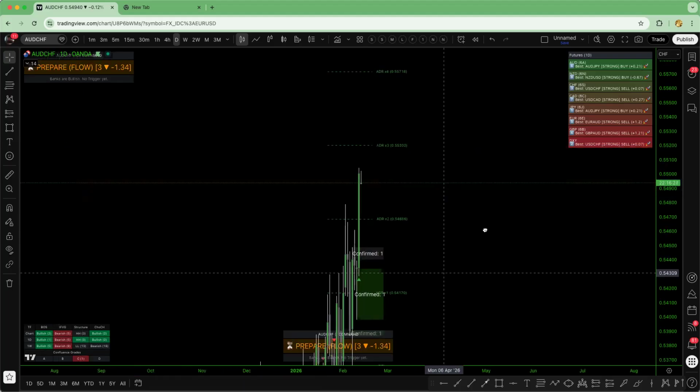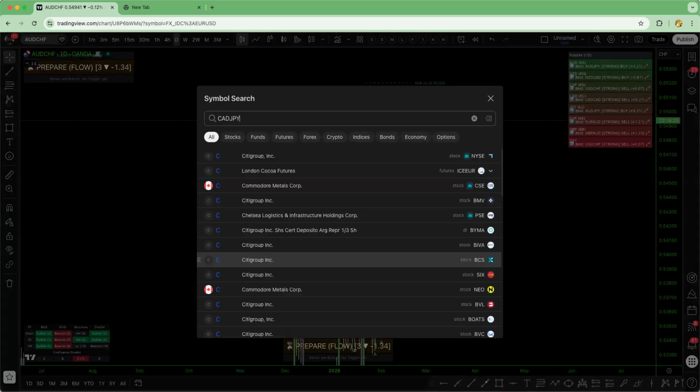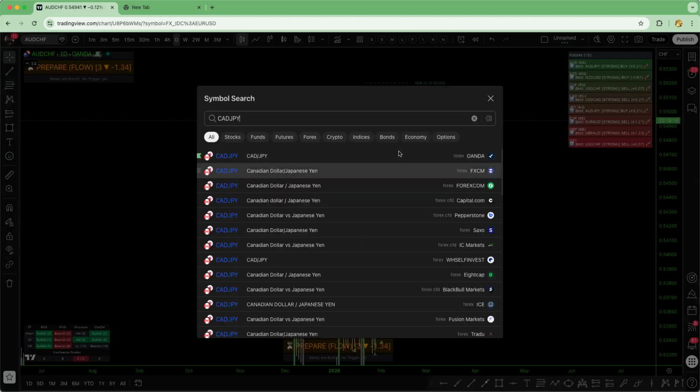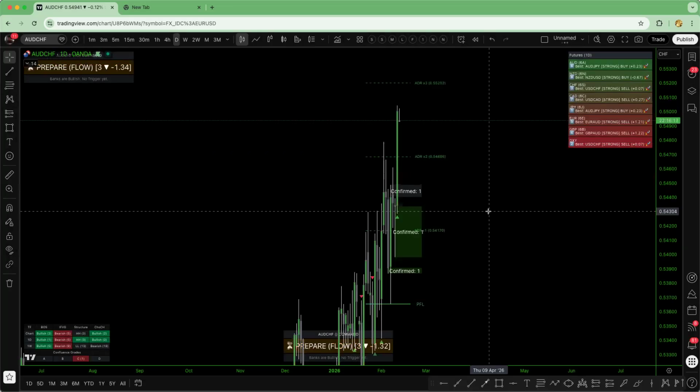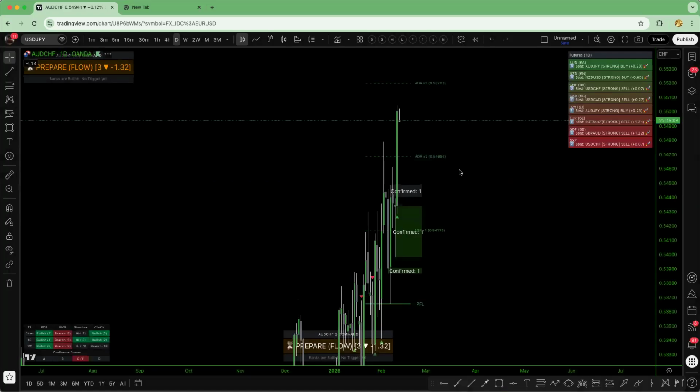But when you get Neo signals, let's go to CAD JPY. This is the last one I took, so everyone can see. Or USD JPY is even a better one. Let's go to USD JPY because that one is there.